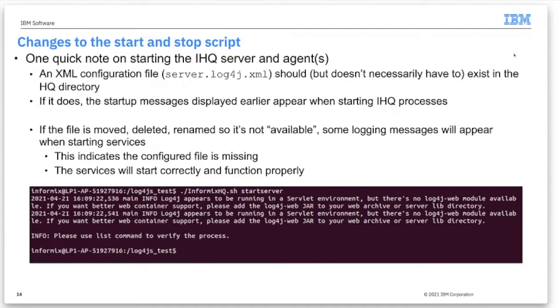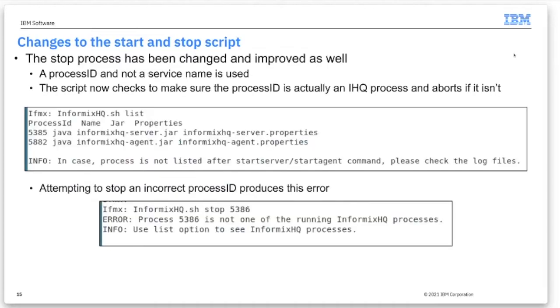And you can see an example of these down below. They don't actually affect IHQ functionality. It's just a status message saying that the logging mechanism can't find its XML file. As I said, it does not affect IHQ functionality, so don't worry about them. Development is currently going through a process of figuring out how they can suppress these error messages if the XML file does not exist. The stop process has been changed and improved as well.